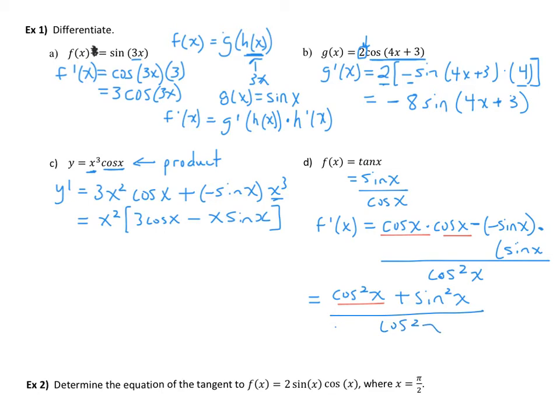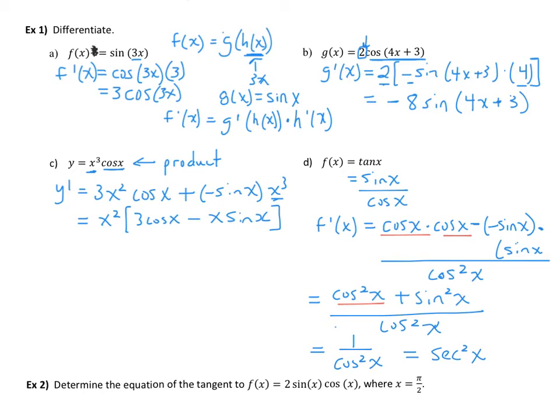And then on the top, you might remember that as the Pythagorean identity. So cos squared x plus sine squared x is just equal to 1. So that's equal to 1 divided by cos squared x. And that is a reciprocal identity. That's equivalent to secant squared x. So there's different ways you can see the tan of x being written when you find its derivative.